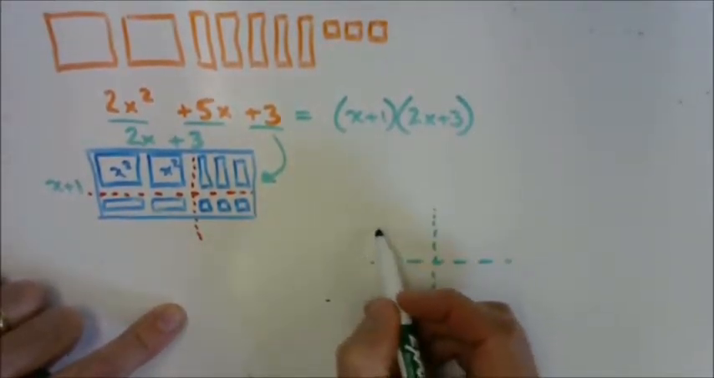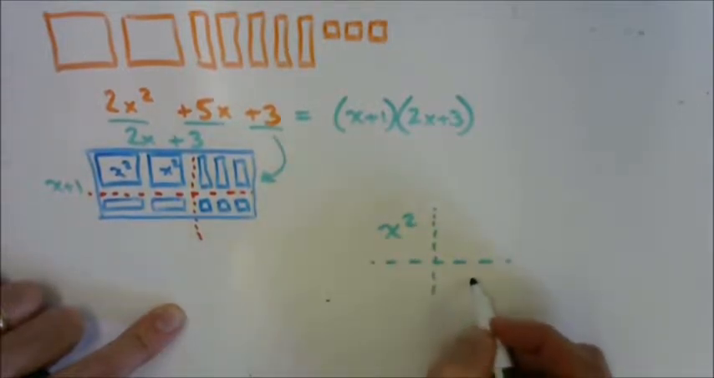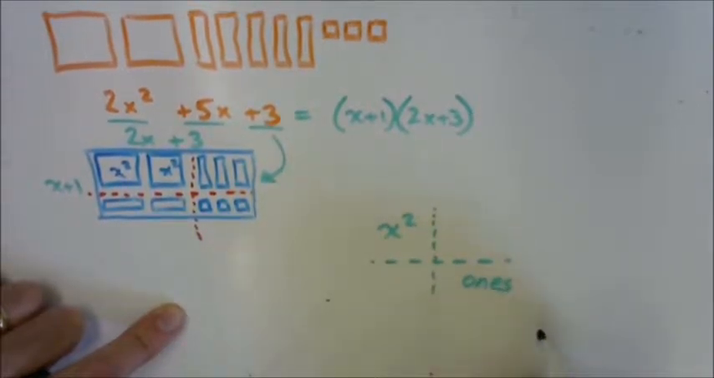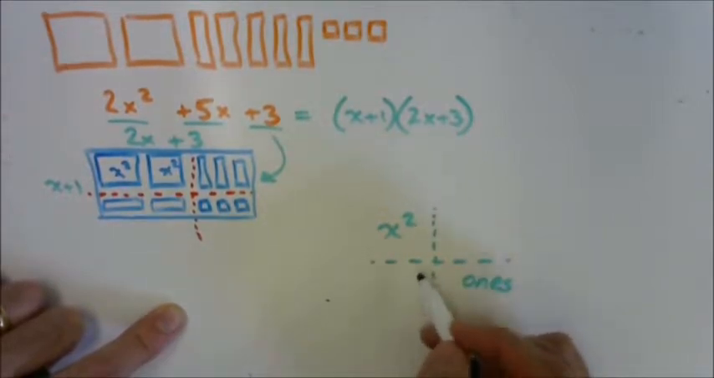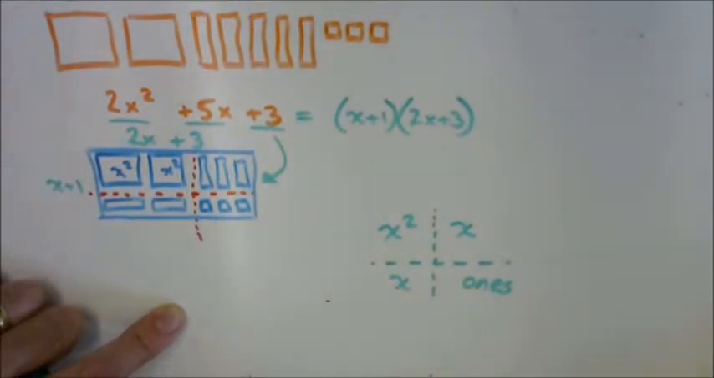In the top left corner, you're going to put all your x squareds, however many you have. In the bottom, you're going to put your 1's, and then in these 2 remaining sections of the rectangle, that's where all of your x terms are going to go. See if you can get it to line up into a rectangle.